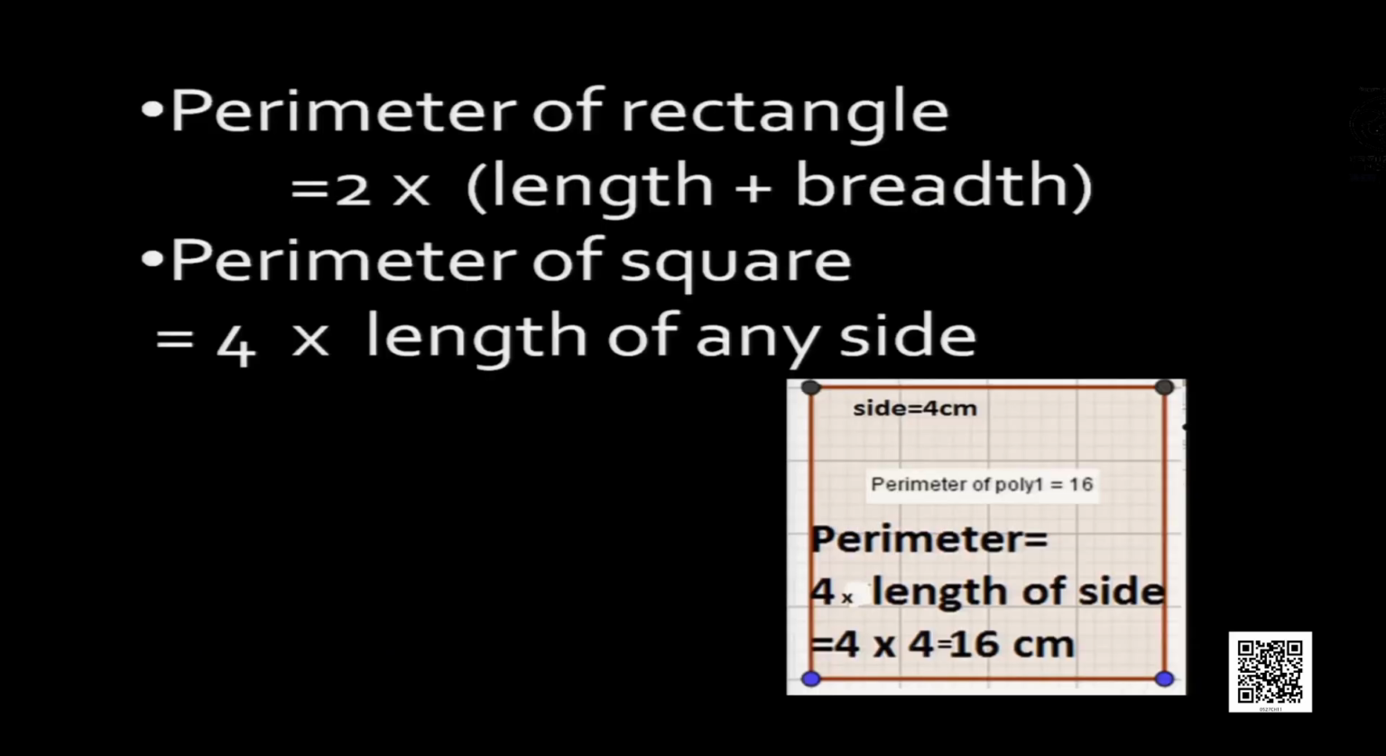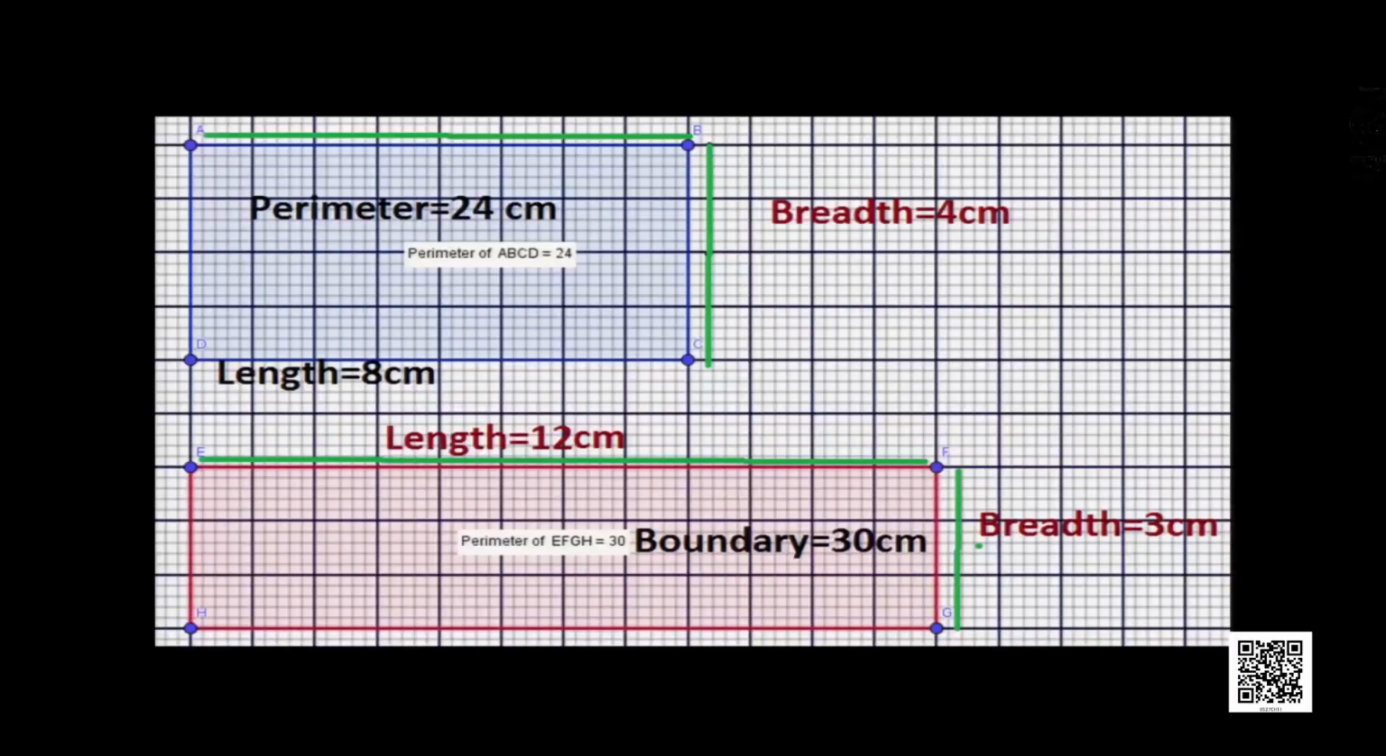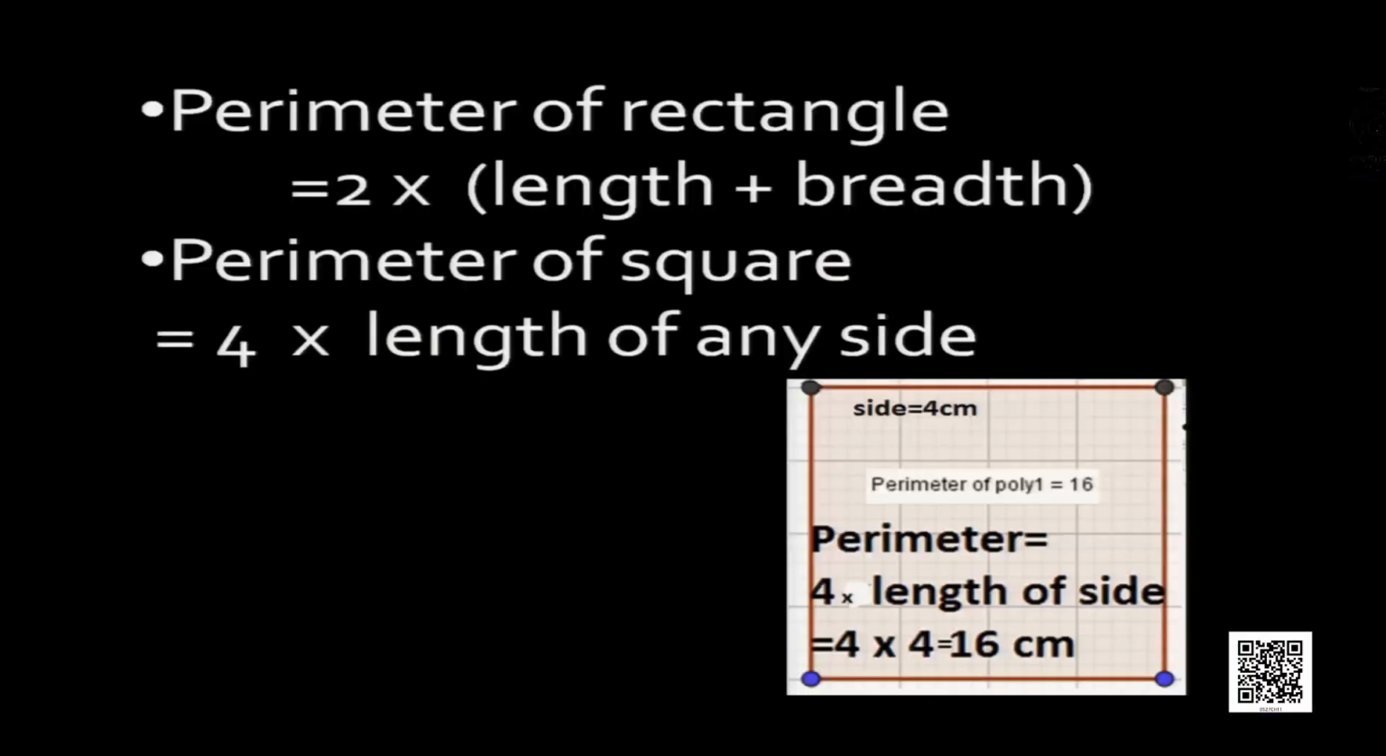So we have got one formula here. The perimeter of a rectangle is equal to 2 into (length plus breadth). What are we doing? We are adding the length 2 times and the breadth 2 times. That is 2 length plus 2 breadth. So we can write it as a formula: 2 into (length plus breadth).